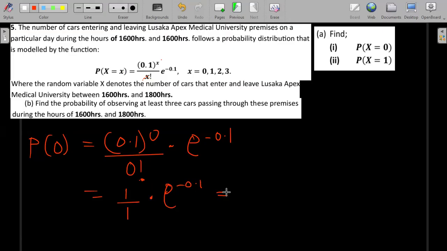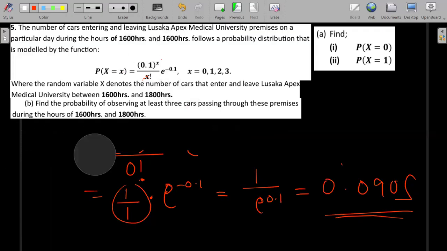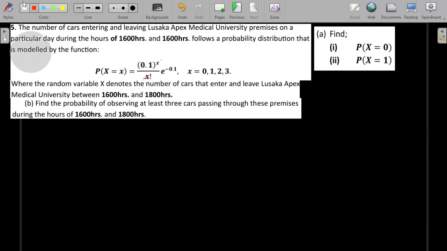So this is going to be equal to 1 over e to the power 0.1. So what are you going to get there? Okay, so I'm getting the probability 0.0905. So this is the probability that 0 cars will enter or leave Lusaka Medical Apex premises between 16 hours and 18 hours. Right, so let's find the probability that 1 car will enter or leave.